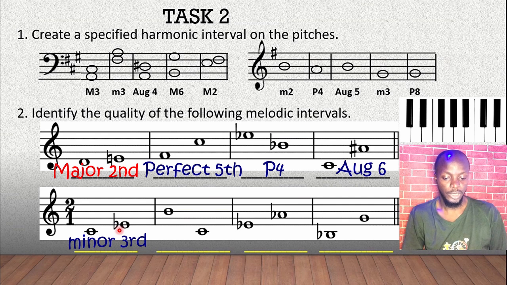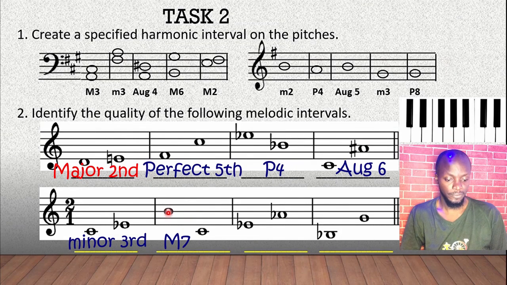Okay, so let's look at the next one, which is from B down to C, right? That's a wide interval, and that is a major seventh, because there are 7 notes, or there are 11 semitones between them, right? Okay, we may check from B down to C, so 11. Yeah, it's a major seventh. All right, so from E flat to A flat, that is a fourth, right? And it's a perfect fourth.